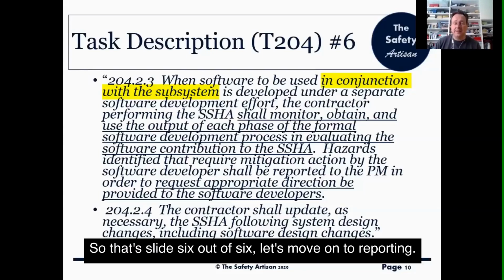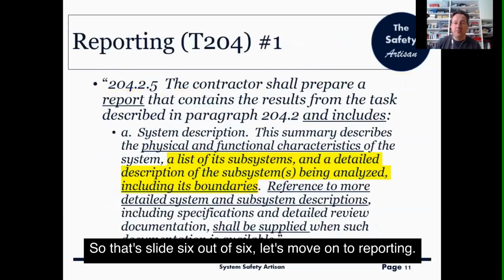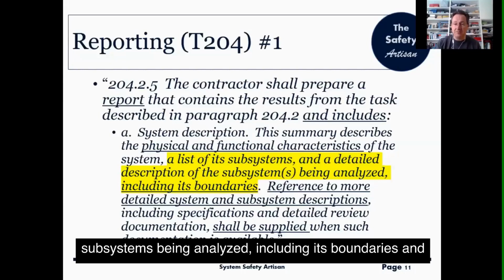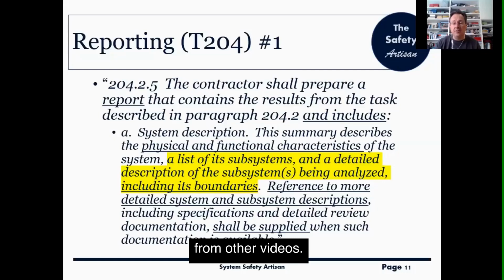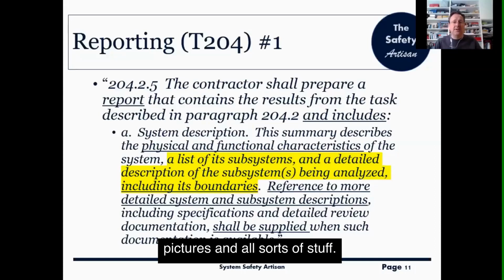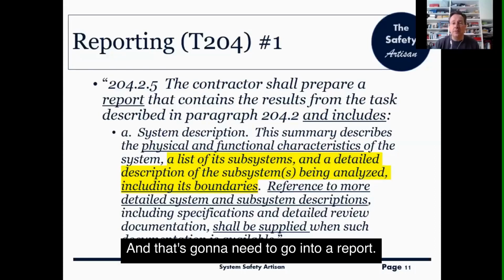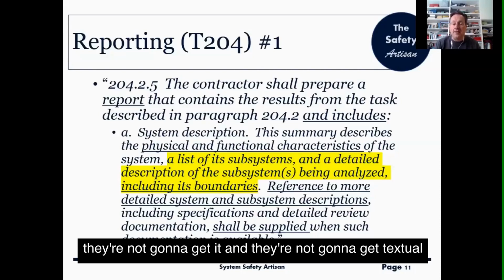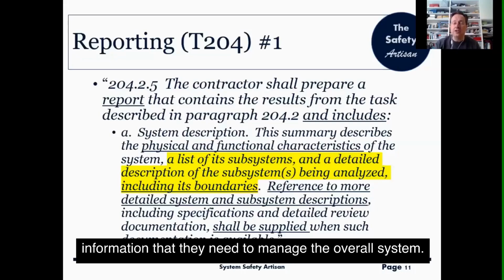So that's slide 6 out of 6. Let's move on to reporting. A list of the subsystems and a detailed description of the subsystems being analysed, including its boundaries, and from other videos. Now, that's a lot of information there, probably text and pictures and all sorts of stuff. And that's going to need to go into a report. And again, if the PM customer doesn't specify that HAR, then they're not going to get it, and they're not going to get textual information that they need to manage the overall system.